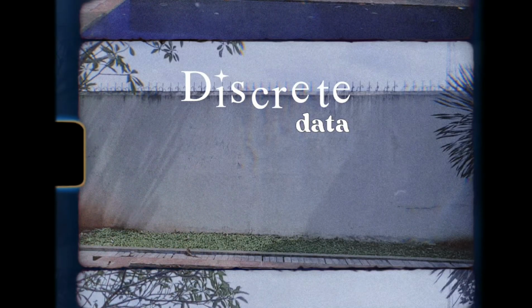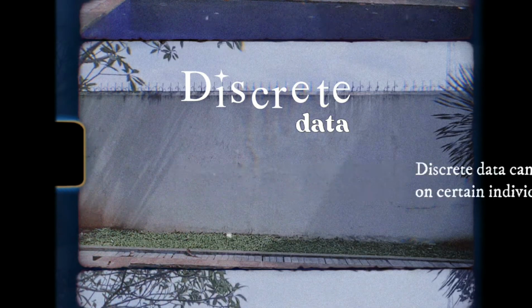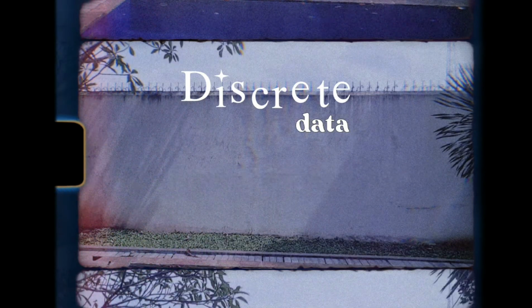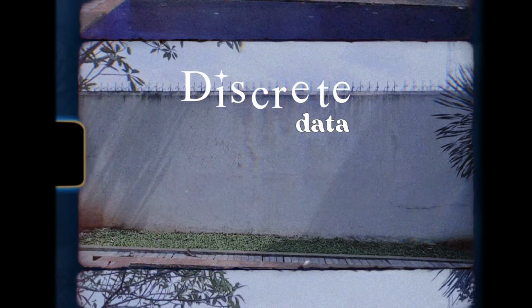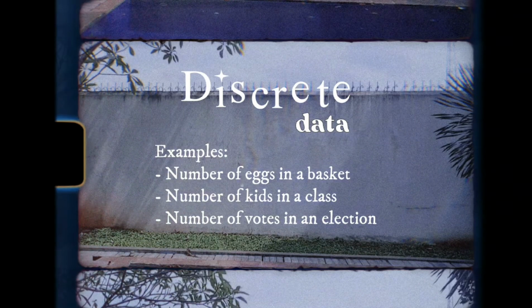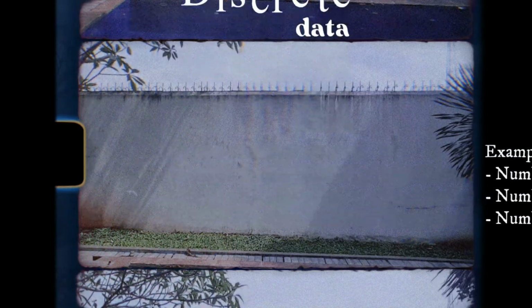Now, let's talk about discrete data. Discrete data can only take on certain individual values. Discrete means counted. Discrete data is often represented using tally charts, bar charts, or pie charts. Examples: number of eggs in a basket, number of kids in a class, number of votes in an election.